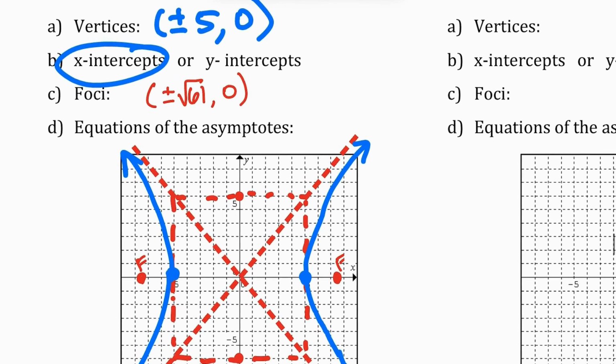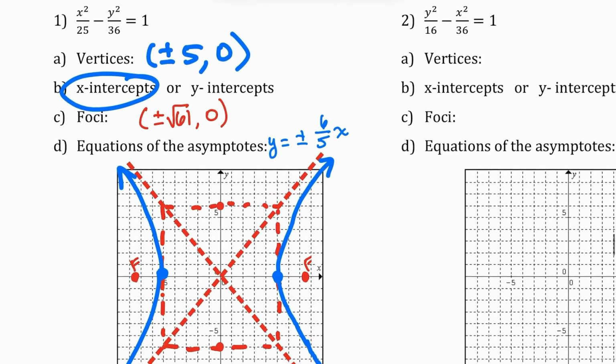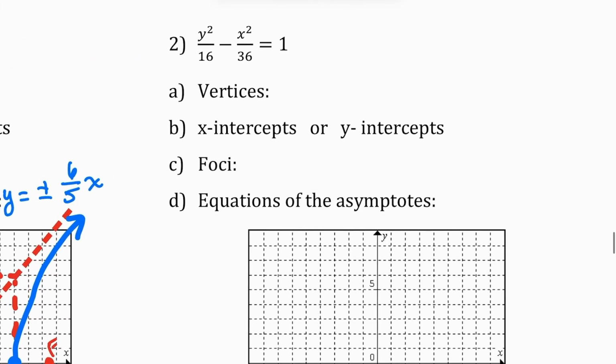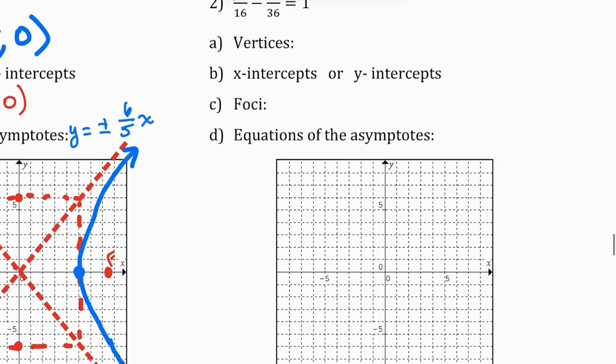So what I would get for my asymptotes would just be y equals plus or minus 6/5 x. And that's it. So again, just like all the rest of the conics that we've been doing, we're just getting a lot of the information from the graphs after graphing them. So what's different about this one? Well, y squared is first, then minus x squared. So that's going to change where our hyperbolas are.